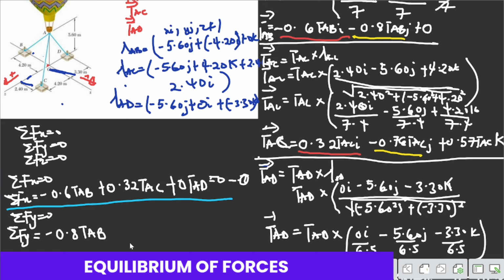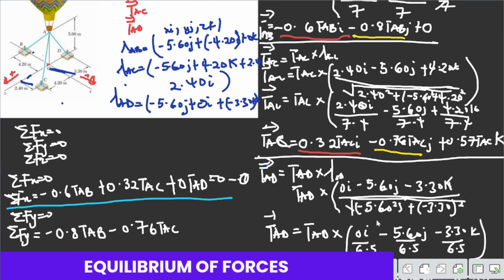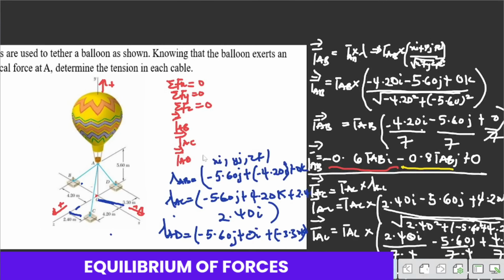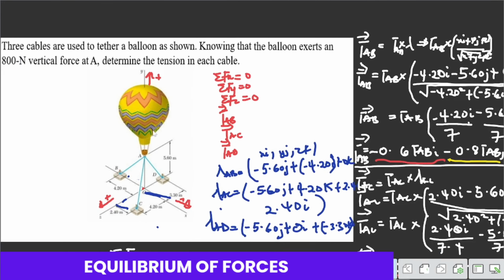TAB here. Then I go to the next one, the TAC, so negative 0.76 TAC here. Then lastly, you go to the bottom one, which is negative 0.862 as well, TAD.